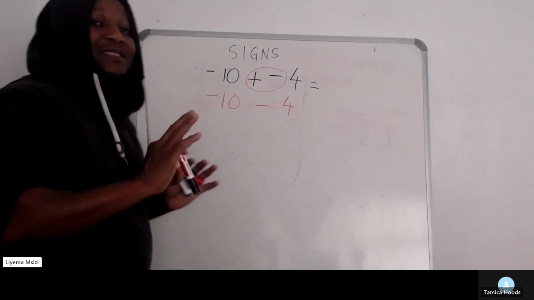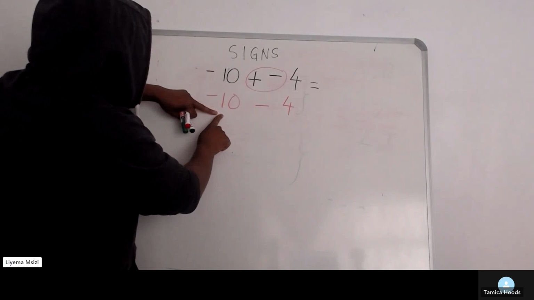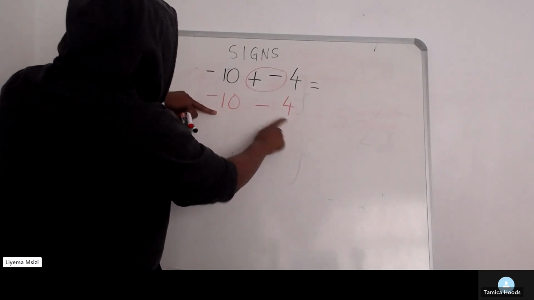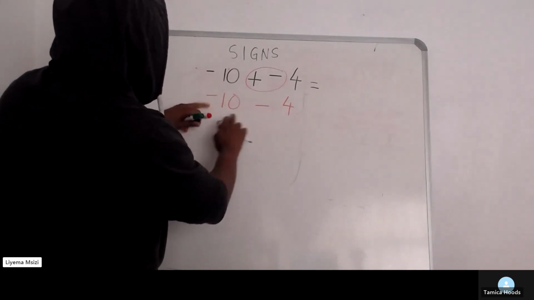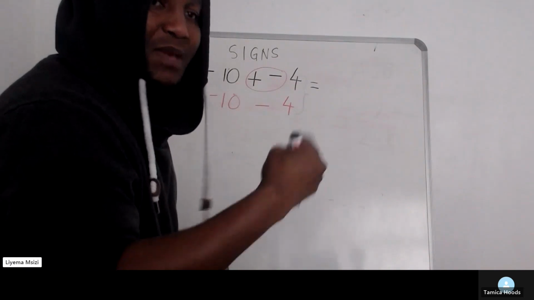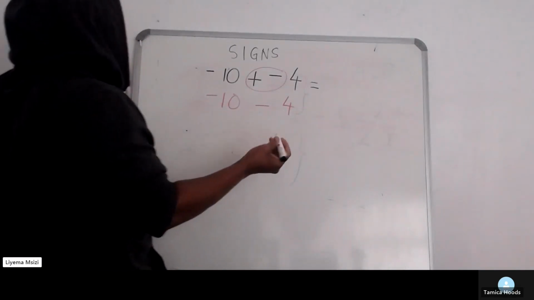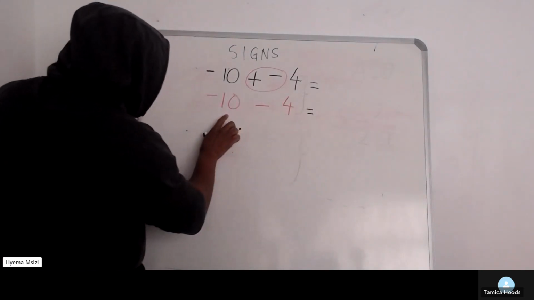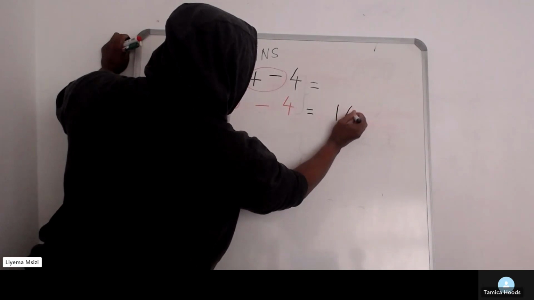So now after that, you say, well, I have negative 10 minus 4. Now, these two signs, remember they're next to each other. Negative, negative. Once these two signs are the same, it has to be what? Plus. We know that. So I'm going to say 10 plus 4 is going to give us 14.